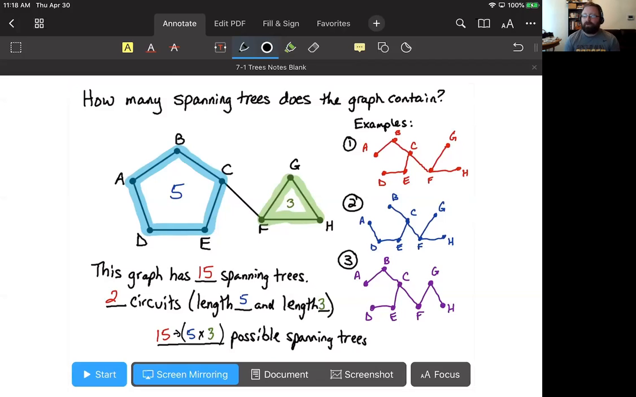Okay? So we locate the circuits, we count up their lengths, and then we multiply those lengths together, and that gives us how many spanning trees exist within a given graph. Okay? So I've drawn 3 of those spanning trees on the right there. I could draw 12 other different spanning trees because there are a total of 15. Okay, any questions before we move on into the examples? No one's jumping at the opportunity. Grab your screenshot now if you want it.